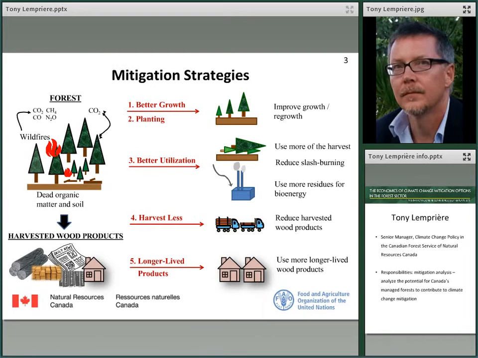And we looked at wood products through a longer-lived products strategy, which assumed that the harvest is used to produce a greater proportion of longer-lived products like lumber at the expense of pulp and paper production. We also examined 2 combination strategies in which the longer-lived product strategy was combined with better utilization and combined with harvest less. So in this presentation, I'll be showing results for these 7 strategies.